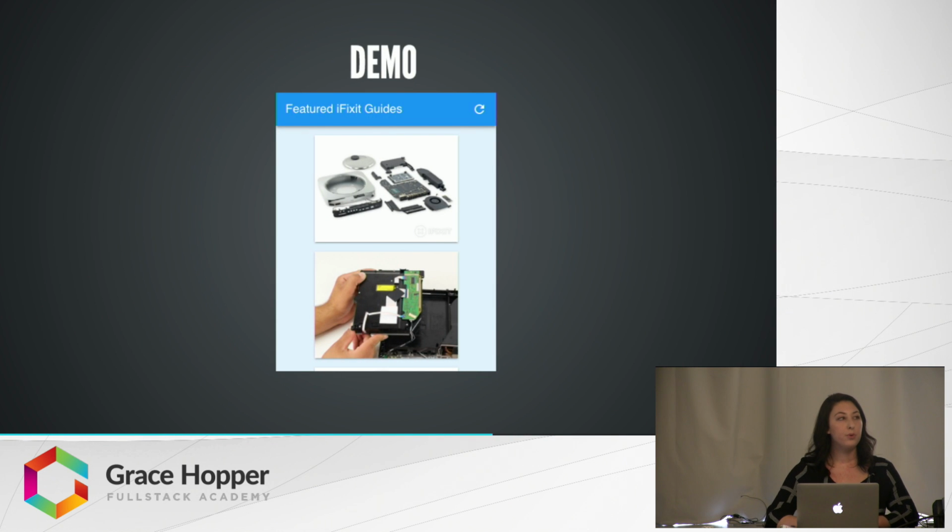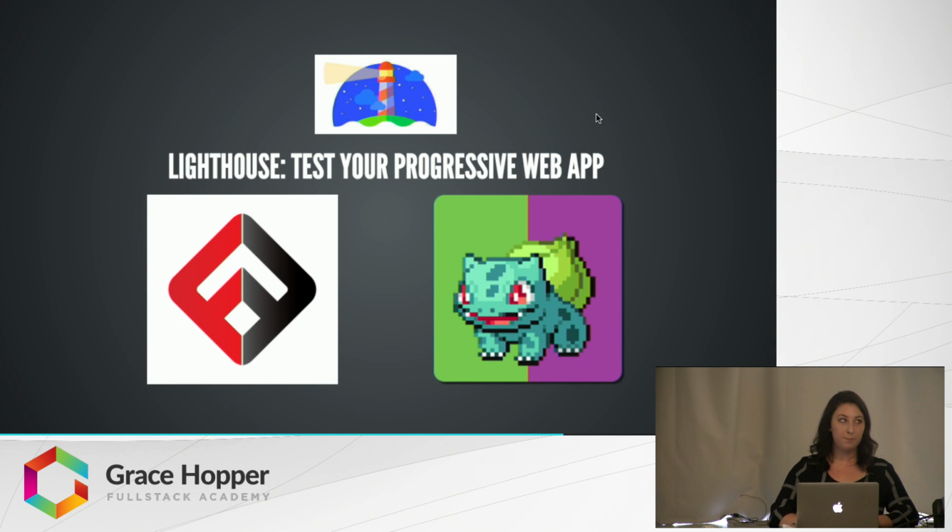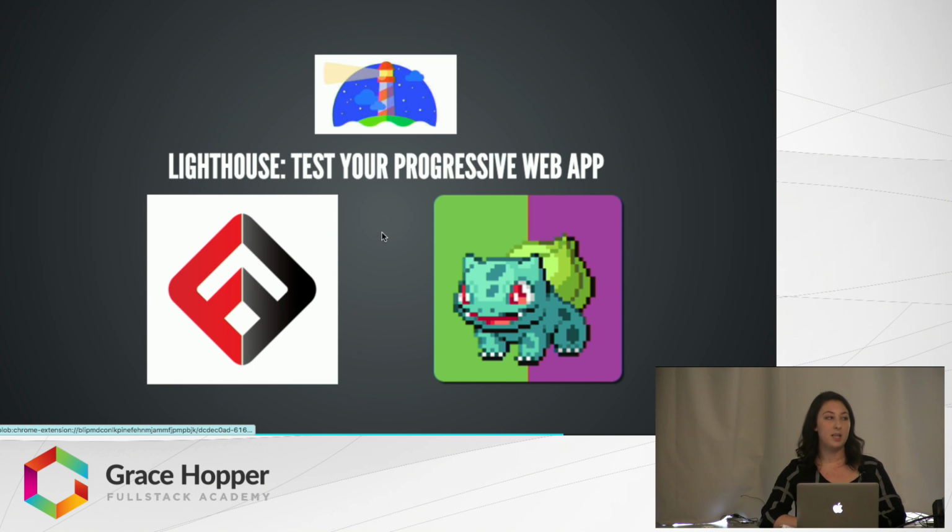So if you were going to make your own progressive web app, there's a really handy Google Chrome extension called Lighthouse that will essentially run pre-made tests for you to test your site to see if it's up to the progressive standards. So it takes a few minutes to run, but I pre-ran it for Full Stack Academy's site, which was not designed to be progressive, and also the Pokedex site that I just showed you.